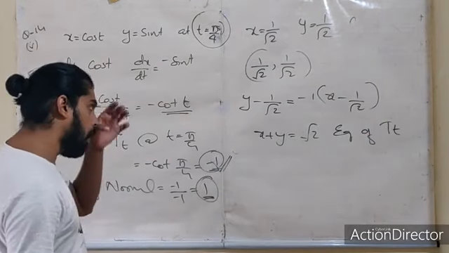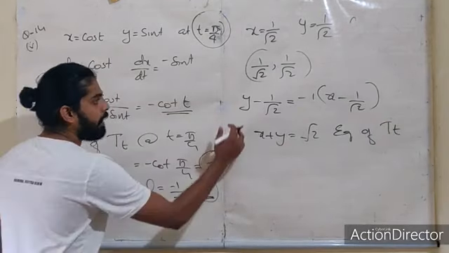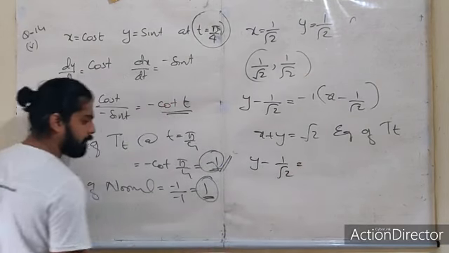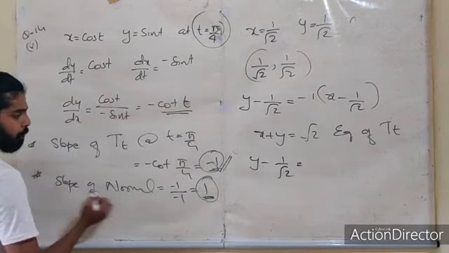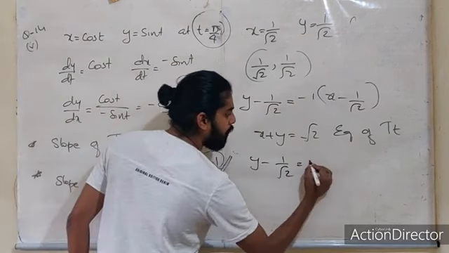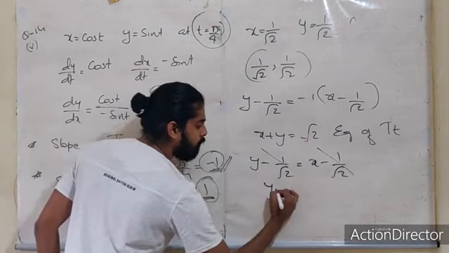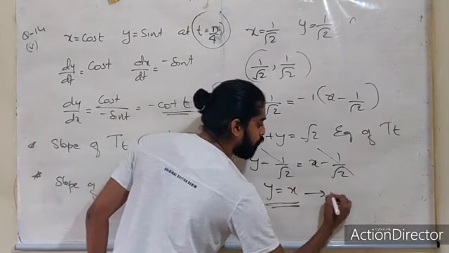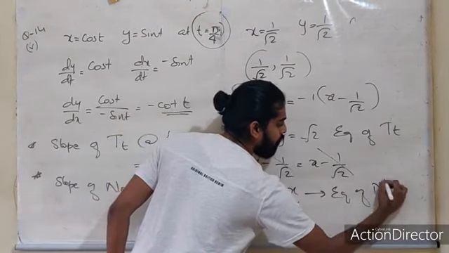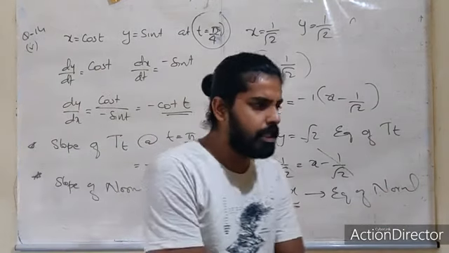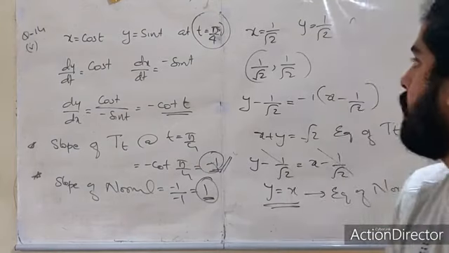Let's find the equation of normal. Again, y minus 1 by root 2 is equal to, this time the slope will be equal to 1, since the slope of normal is 1. So y minus 1 by root 2 equals x minus 1 by root 2. Cancelling this 1 by root 2 from both sides, you will get y equal to x. This will be the equation of normal. So we found the equation of tangent and equation of normal.